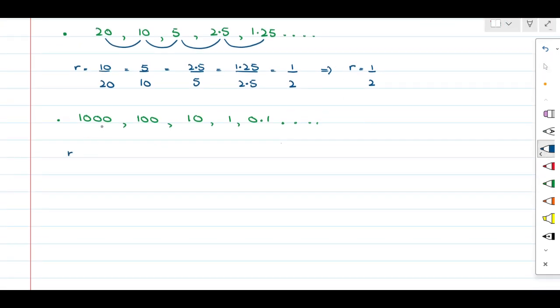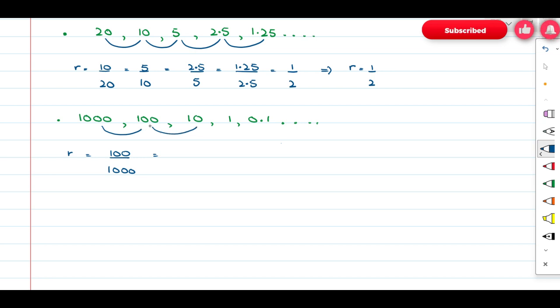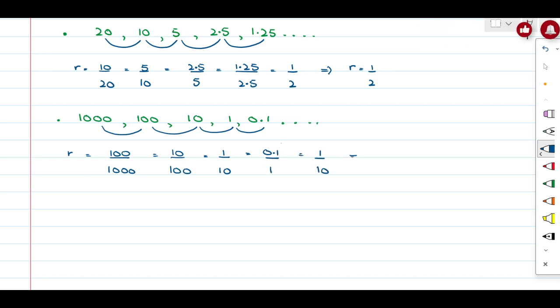So the common ratio is the difference, not the difference, sorry, the ratio between 1000 and 100, which is 100 divided by 1000. Two zeros are cancelled, so 1 by 10. Or the ratio between 100 and 10 is 10 over 100, which is again 1 by 10. The ratio between 10 and 1 is 1 over 10. The ratio between 1 and 0.1 is 0.1 over 1, which is also 1 over 10. So this implies the common ratio here is 1 by 10.